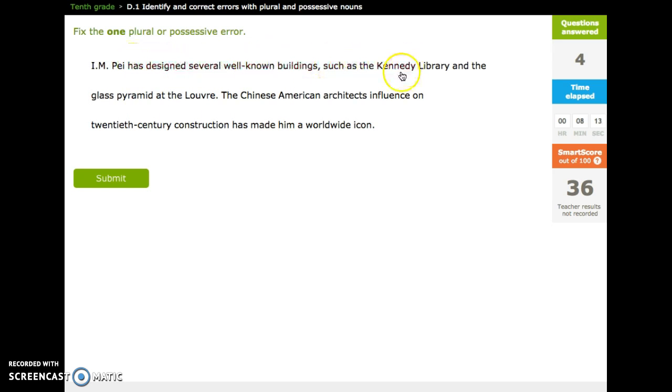Designed several well-known buildings such as Kennedy Library and the Glass Pyramid at the Louvre. Chinese architects. So the architect's influence. We have one architect, so we write it like that. He owns or has an influence. So we do that, and there are not two s's.